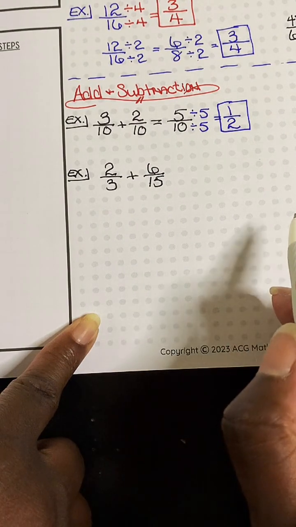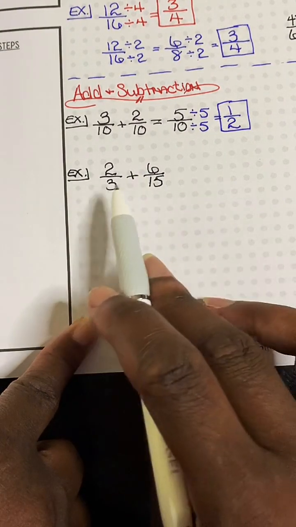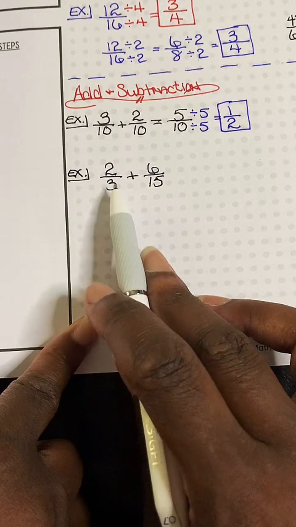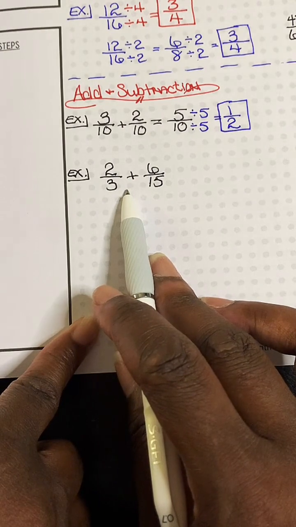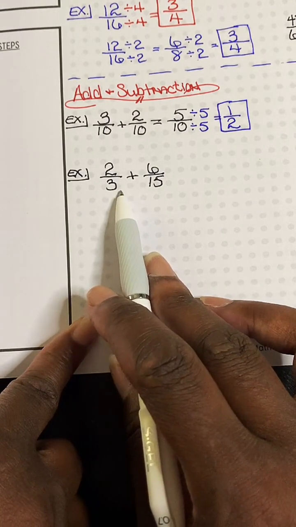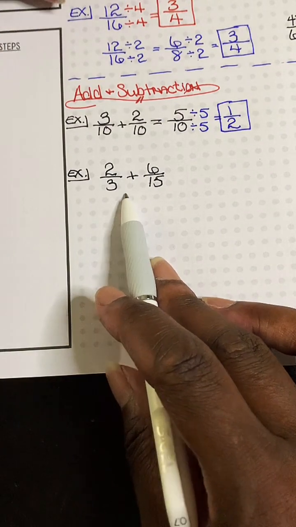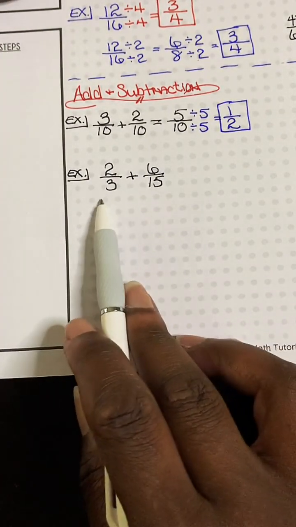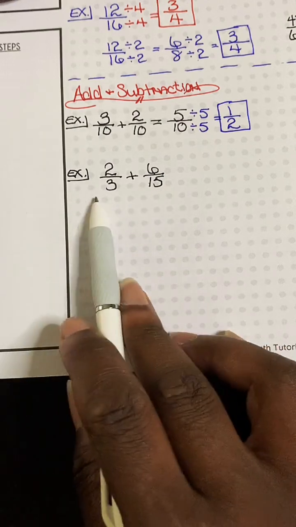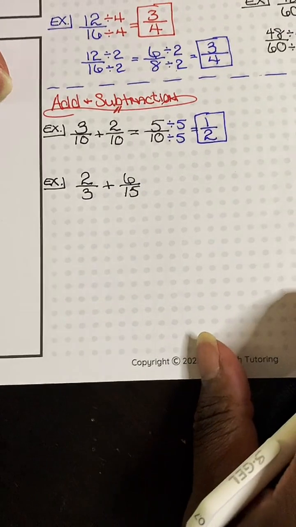My LCD is going to be 15. So as Big Al's saying, we're going to do something with the 3. Make the denominator of 2/3 into a 15. Yes. So this is where you get confused. Not a problem. So we're looking for the least common denominator. So this is what I'm doing.